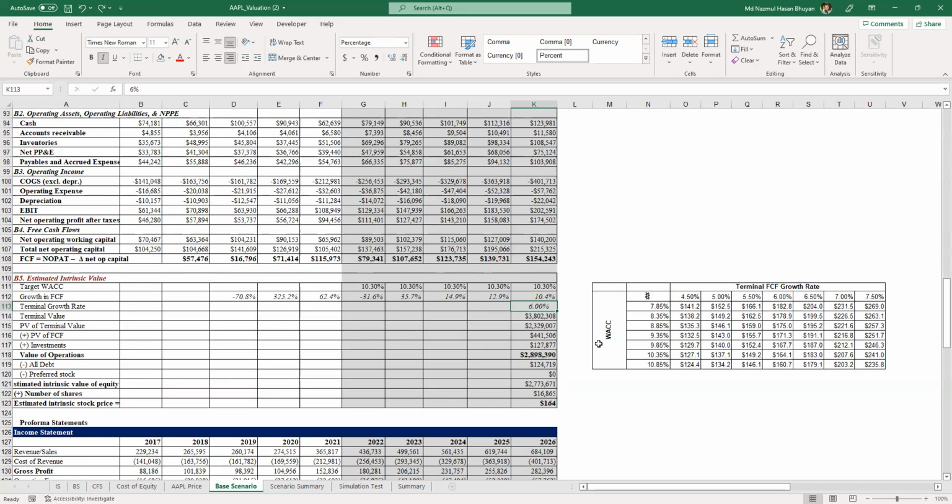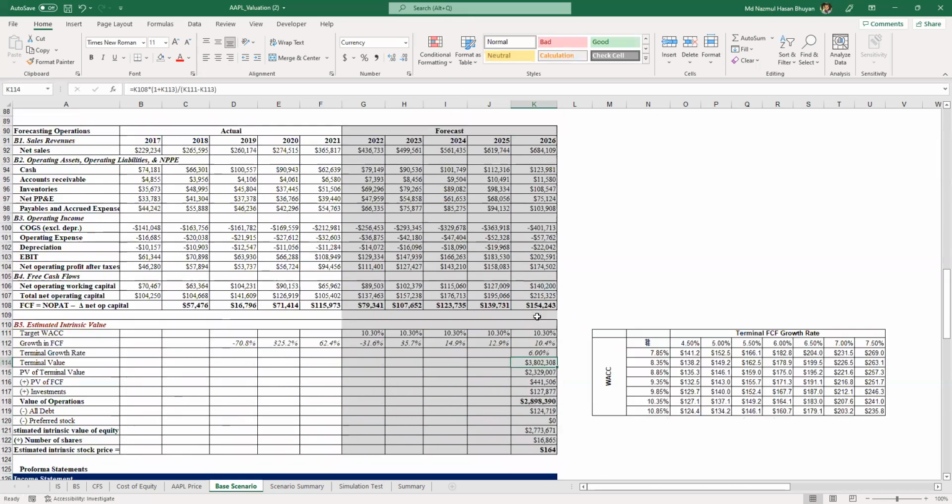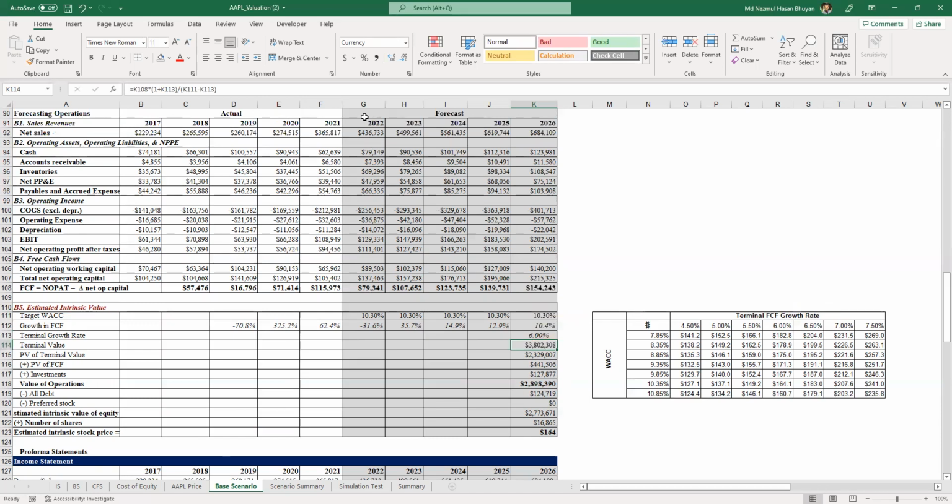All right, now you are going to calculate your terminal value. So terminal value formula you can see here: free cash flow to the firm times 1 plus growth rate over the difference between WACC and terminal growth rate, and then calculate present value of the terminal value. Remember, you get this terminal value at the end of 2026. So we want to take the value from 2026 to the end of 2021.